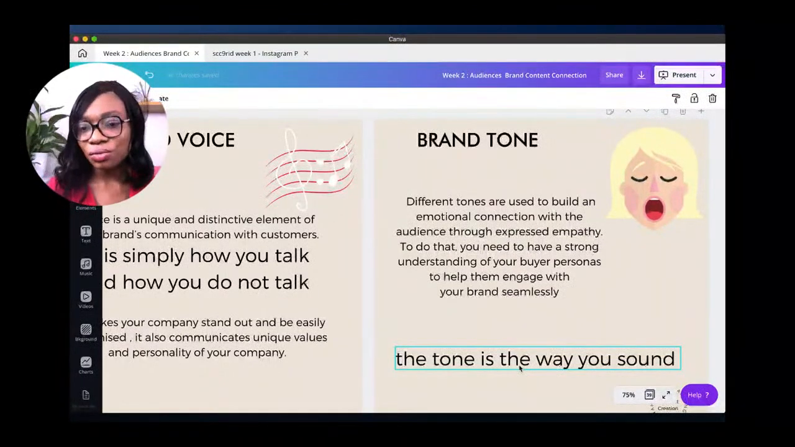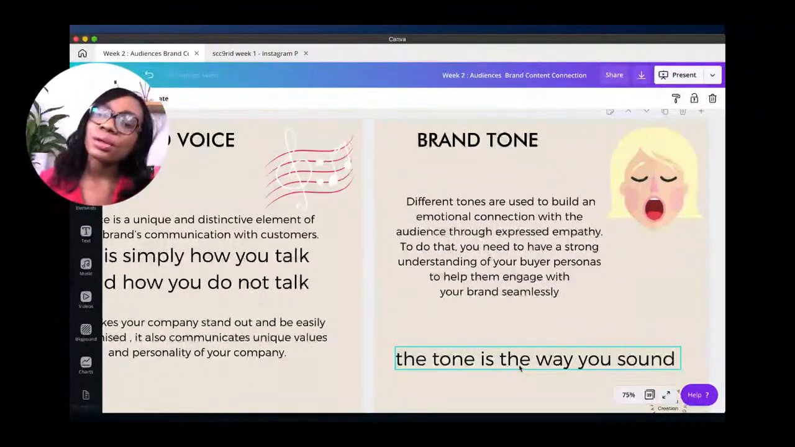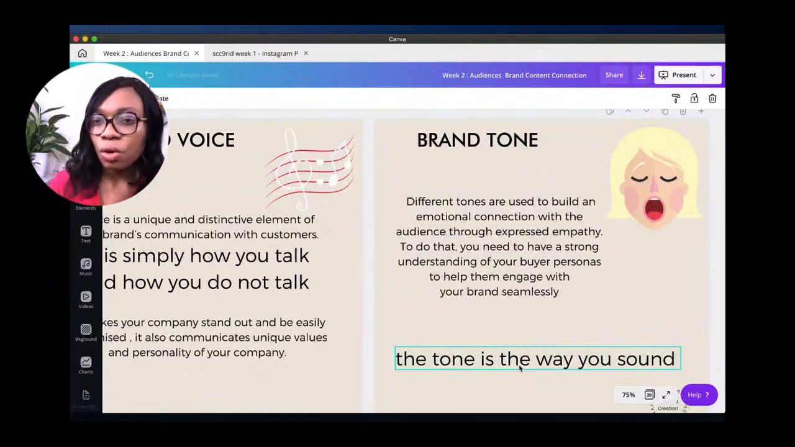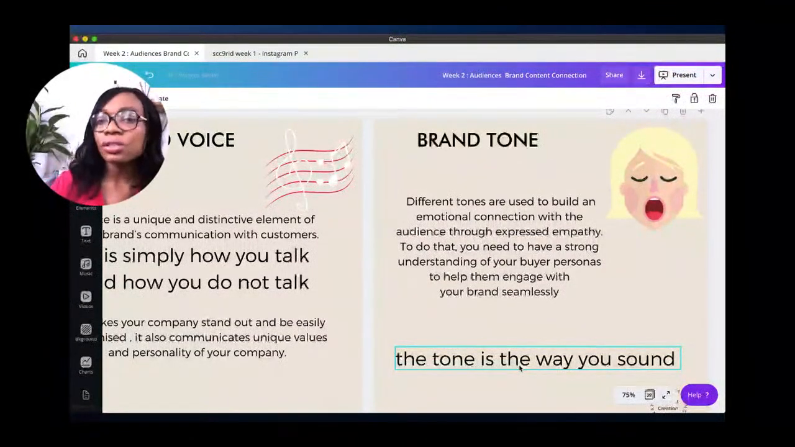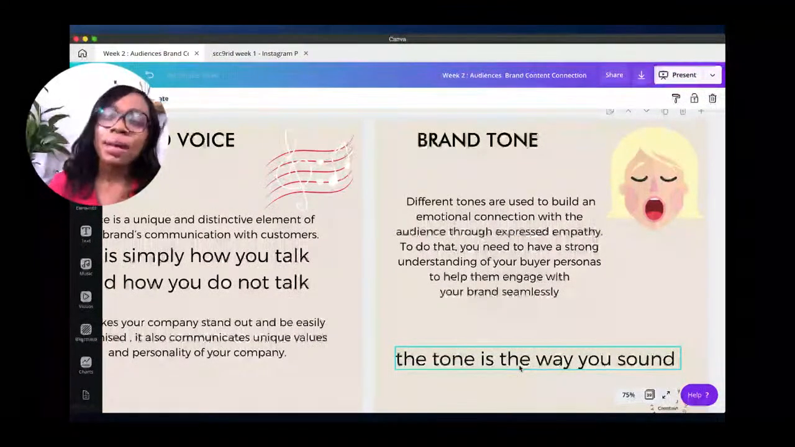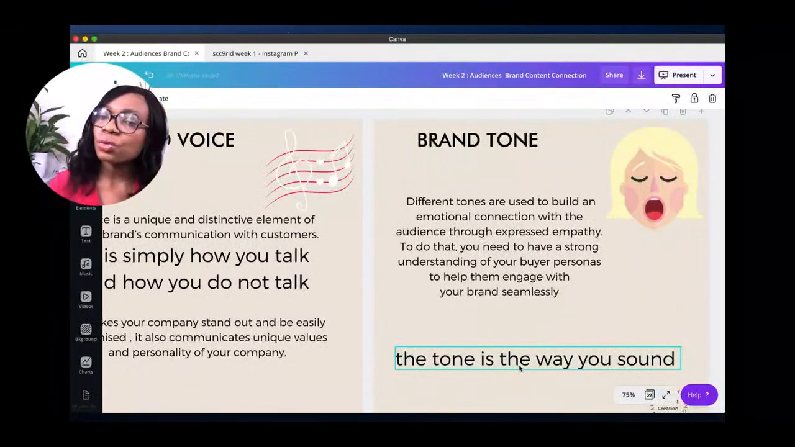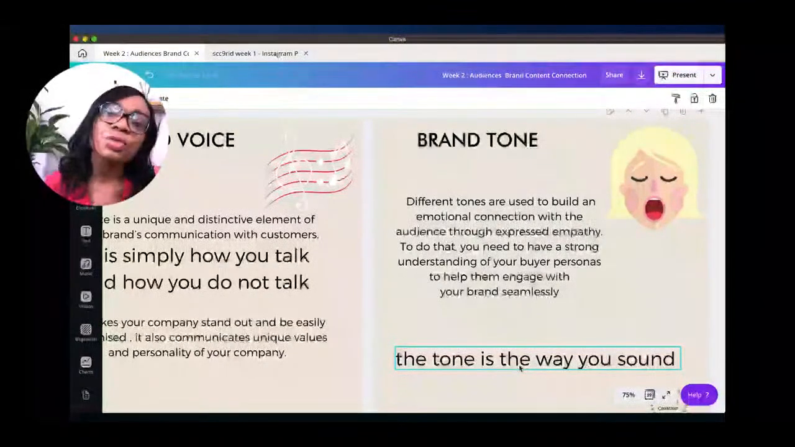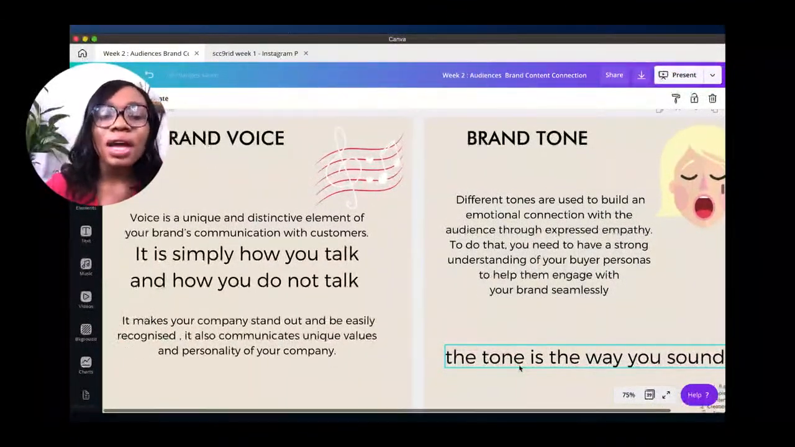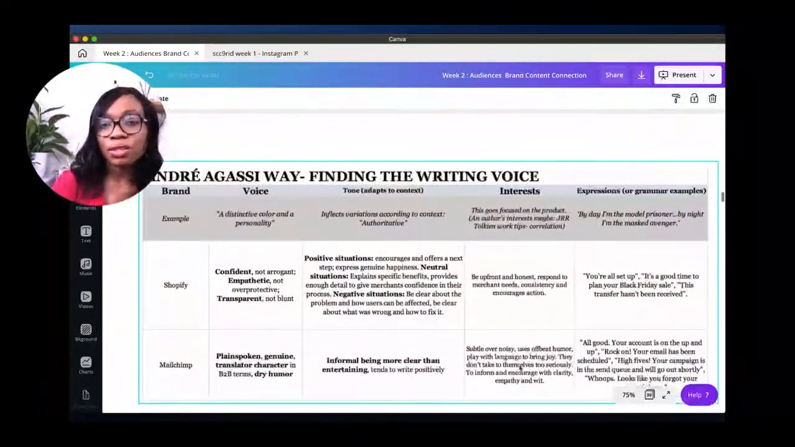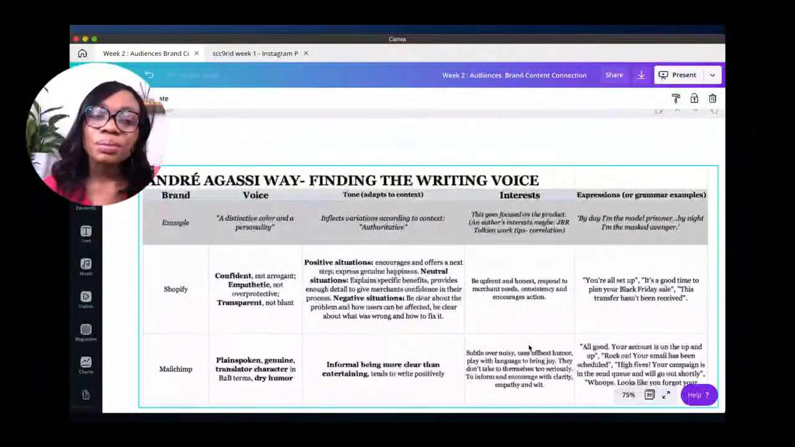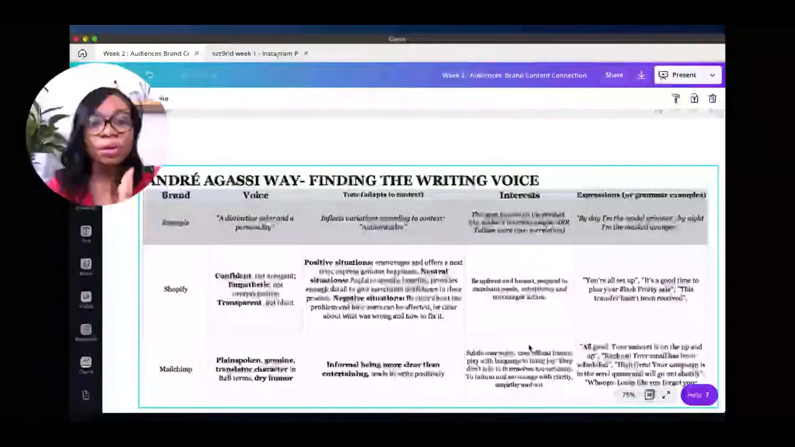The tone is different. The tone is the way you sound. What is your brand tone? Are you formal or are you informal? And your tone changes based on the circumstance. If you are consoling someone or during a tragic period like what happened last week, your brand tone will be different, but your brand voice will be the same. And I'll give you an example of a few brands that use brand tone and brand voice very well. And that example is about Shopify and MailChimp.